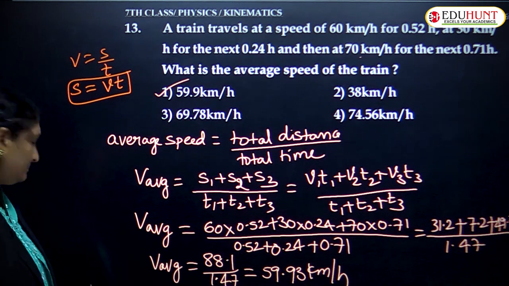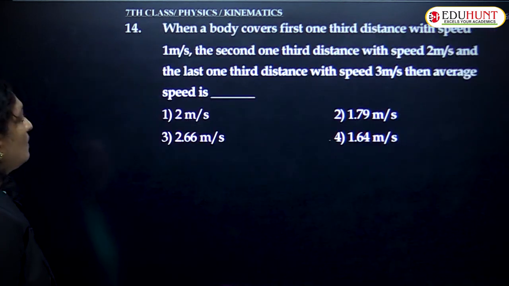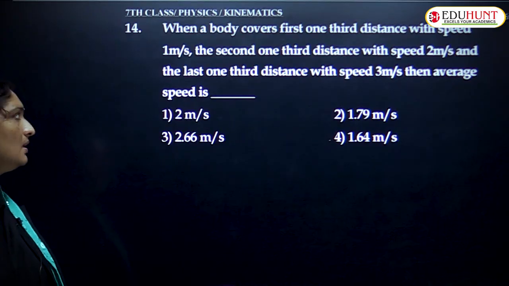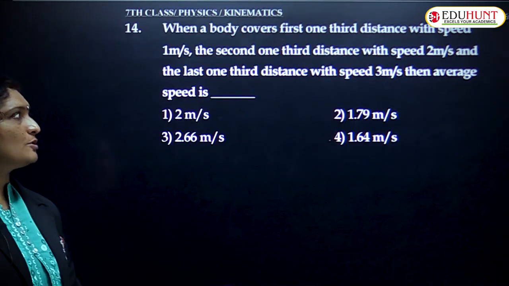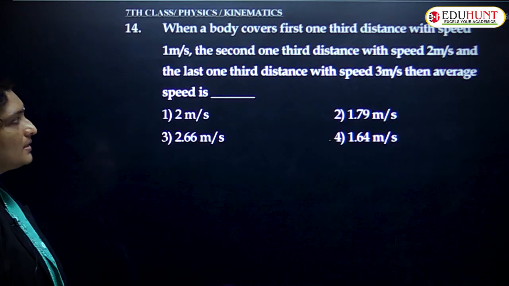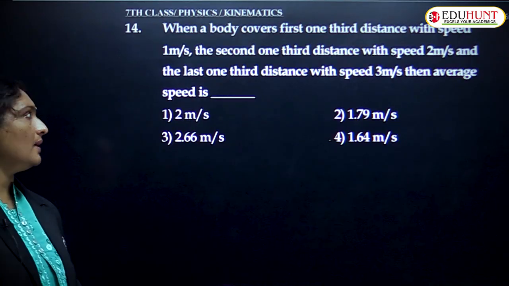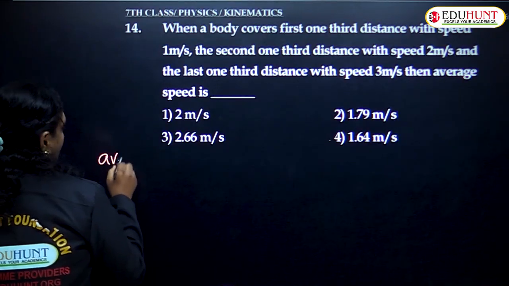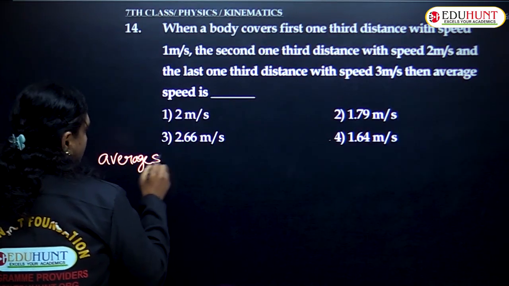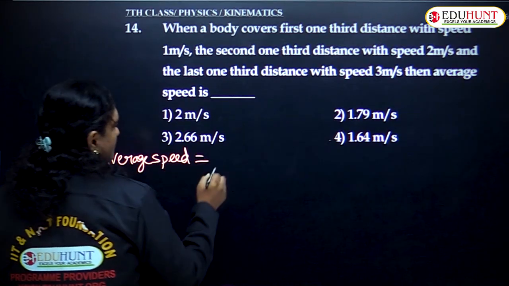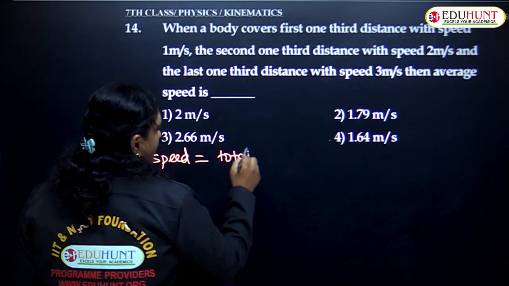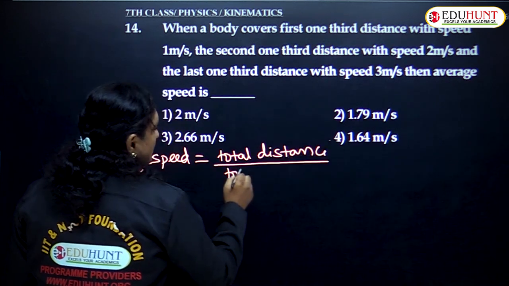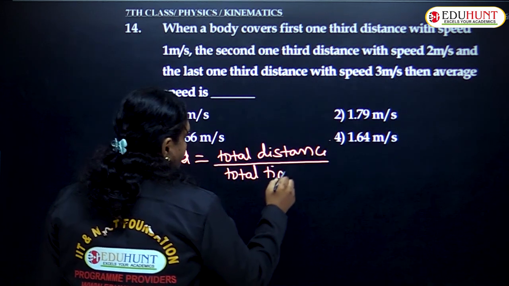Okay, children. Next, when a body covers the first 1/3 of the distance with speed 1 meter per second, the second 1/3 distance with speed 2 meter per second, and the last 1/3 distance with the speed 3 meter per second, then the average speed is. So children, average speed is equal to total distance covered by the body to the total time taken.